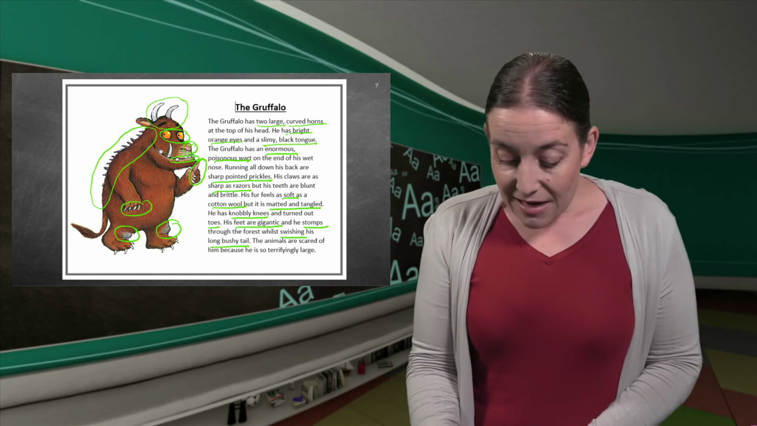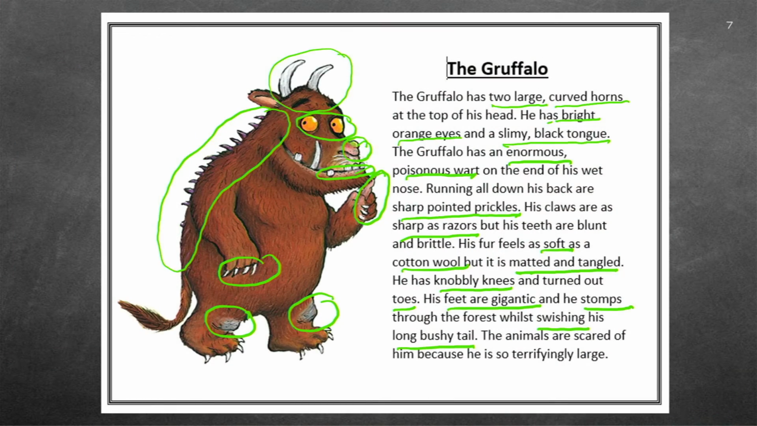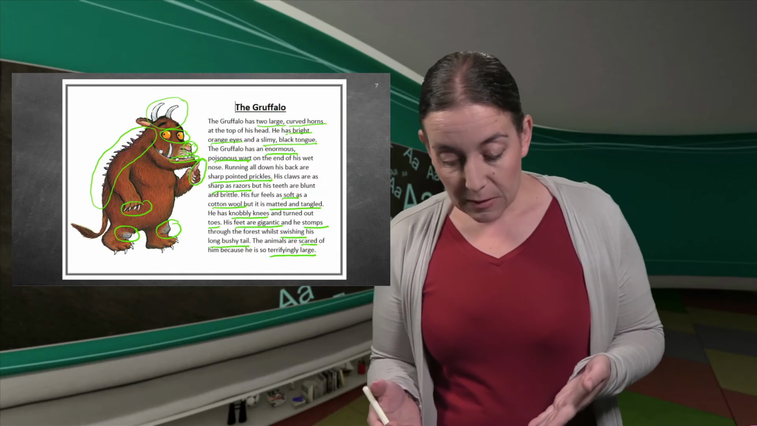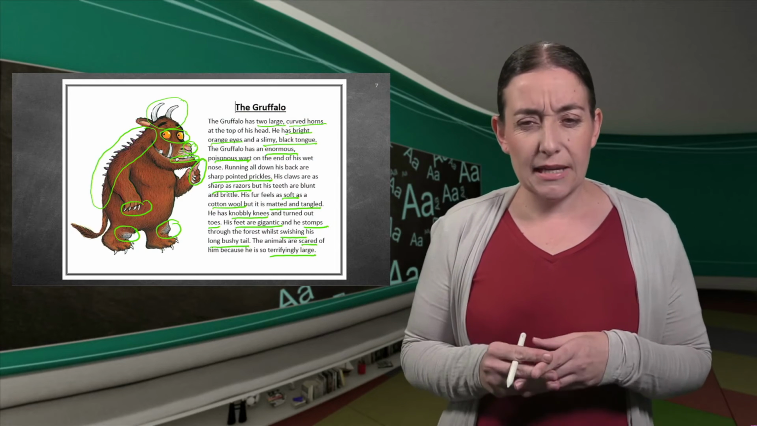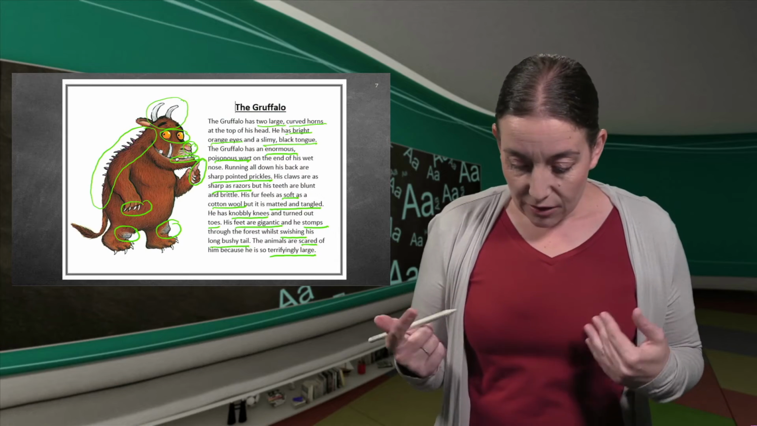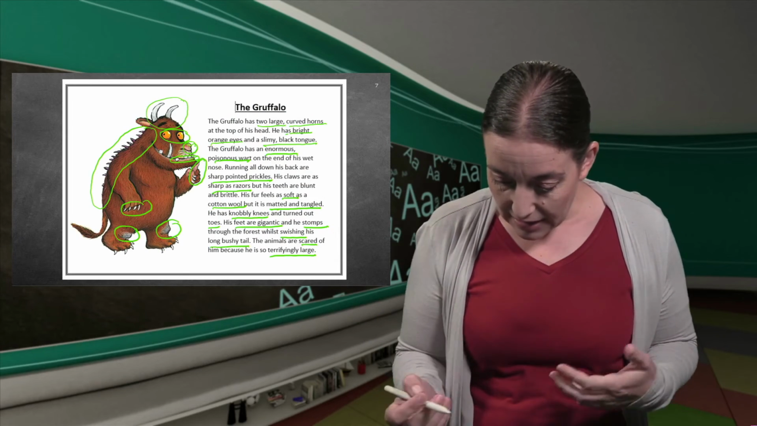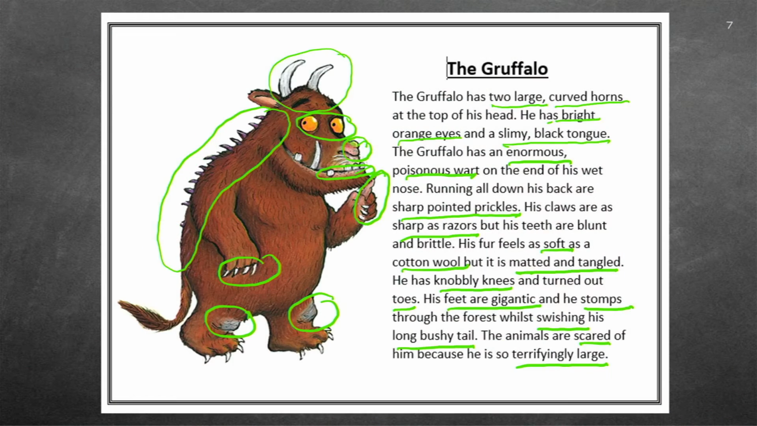The animals are scared of him because he is so terrifyingly large. Now in this specific character description, there's nothing really about his personality as such, but I think just the fact that we have things like terrifyingly large and that he stomps, we can get an idea that he might not be the friendliest character in that book.